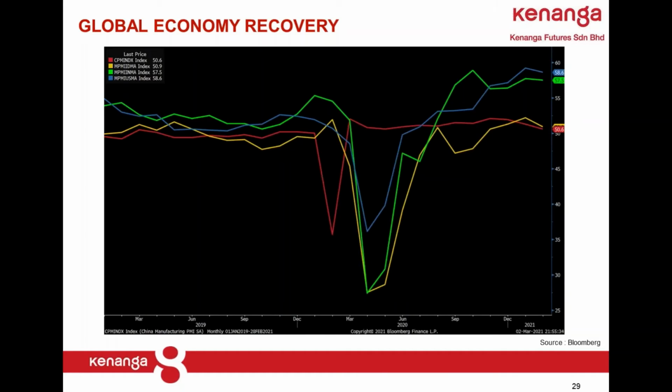Next factor. Now this will be the manufacturing data. The red one will be from China, followed by the yellow, which is Indonesia, and the green one will be India, and the last one, the blue line, is the US manufacturing data. As you can see, it is restored to pre-pandemic level, and particularly US and also India have been above the pandemic level, which is very encouraging.